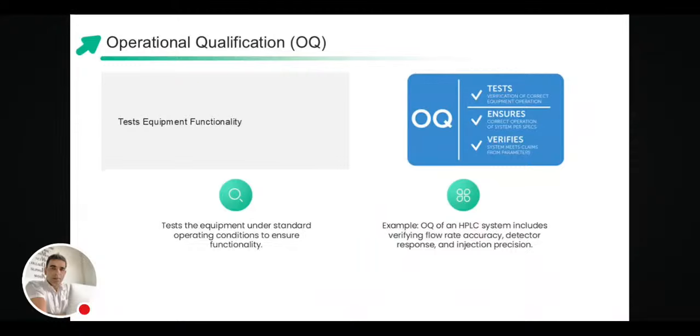These checks confirm that the equipment can repeatedly meet the performance criteria defined in the URS and verified during design qualification. In short, OQ is all about ensuring that the equipment performs reliably, not just once, but every time.